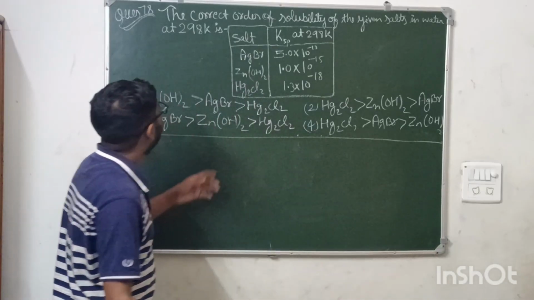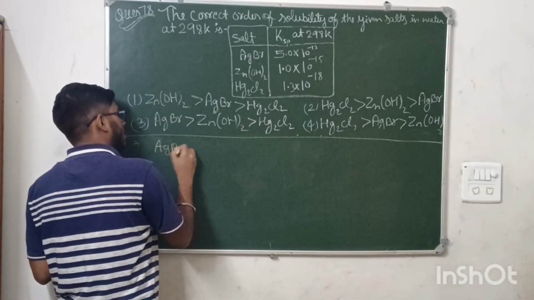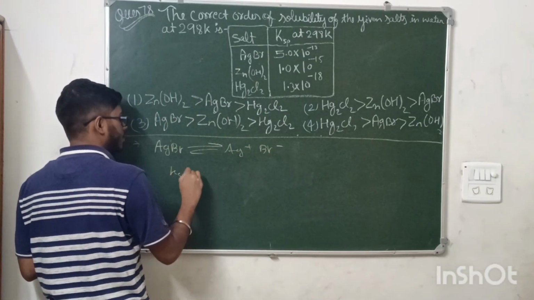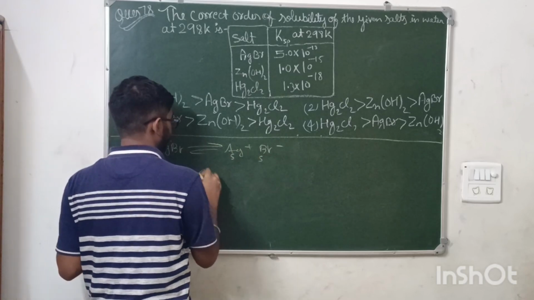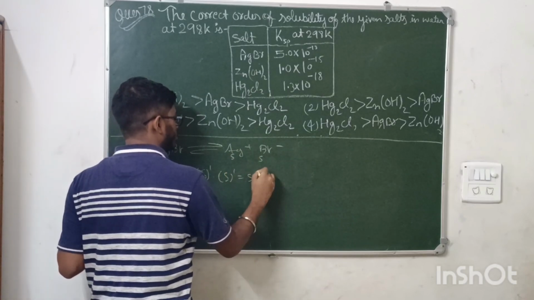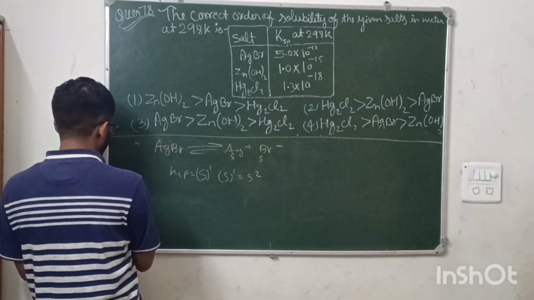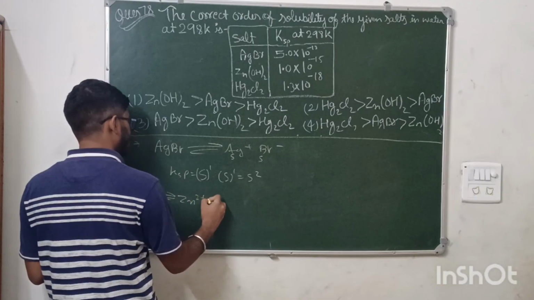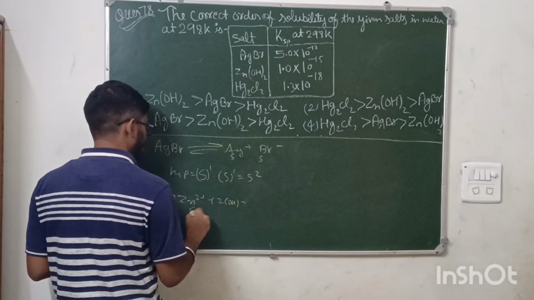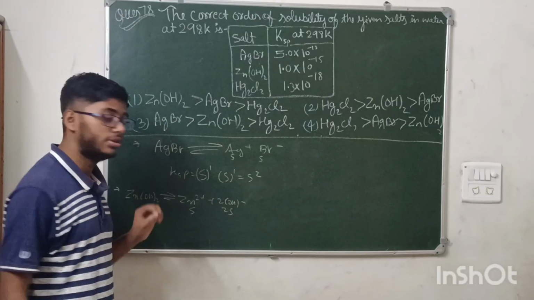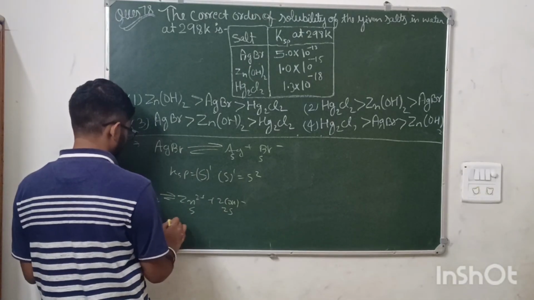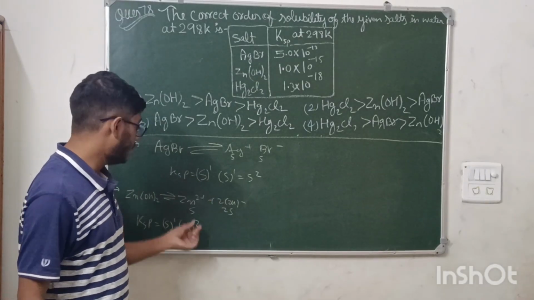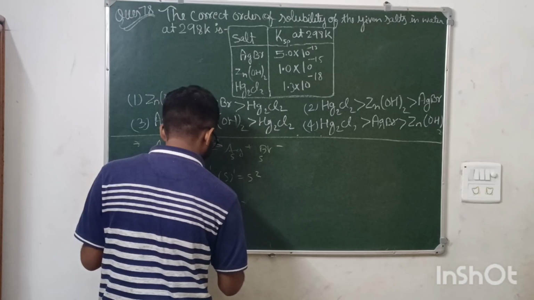So for AgBr, it dissociates into Ag plus and Br minus. KSP for this will be, assuming solubility S to the power 1 and S to the power 1, S square. Now for Zn(OH)2, it will be Zn2 plus and 2 OH minus. Assuming S, it's 2S. Why 2S? Because 2 is here. So here KSP will be S to the power 1 and 2S to the power 2. It is important that the number of atoms will be in the power also. So this will be 4S cube.